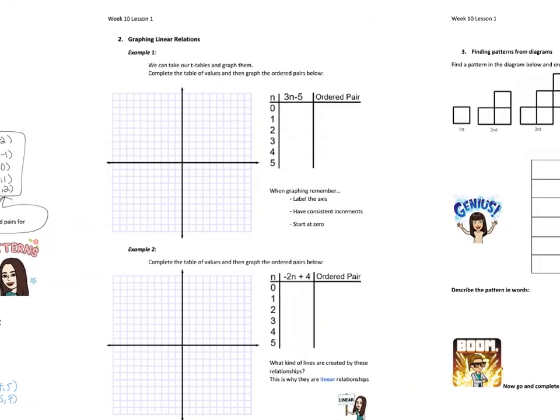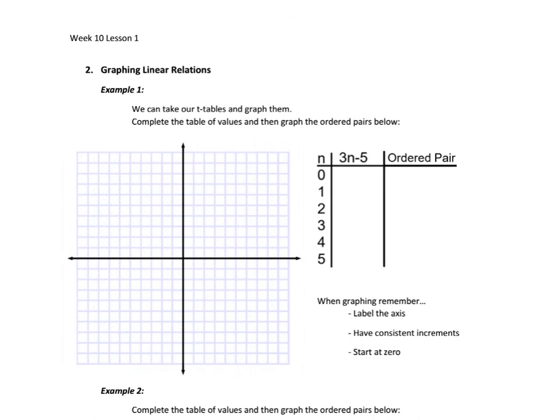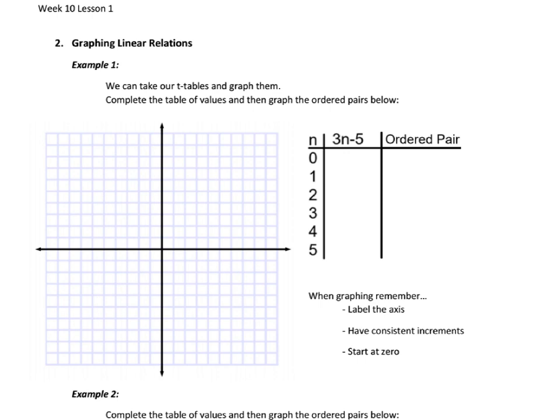Okay. Now, sometimes it's going to ask us to do more than just creating a table of values. We can take our tables and then we're going to also graph them. So in order for us to graph it, we need to first complete the table of values. So let's look at our table of values in this case. So when n is 0, we just use our output expression, which is 3n minus 5 in this case.